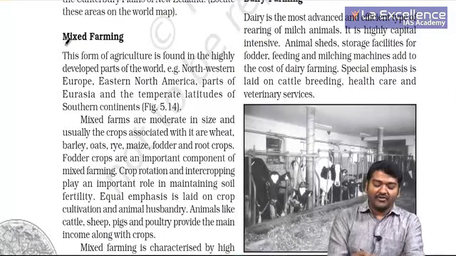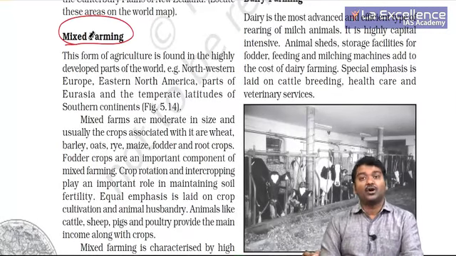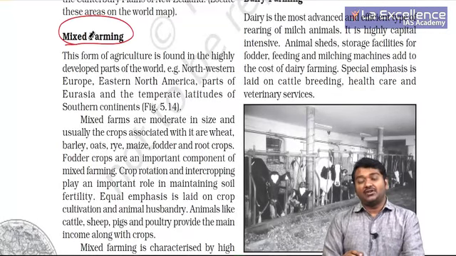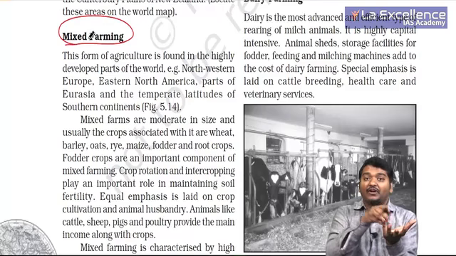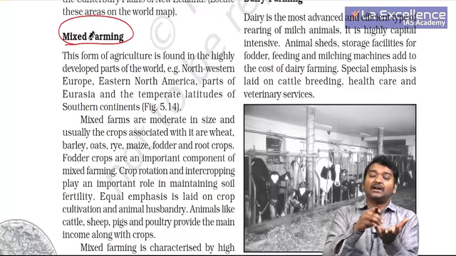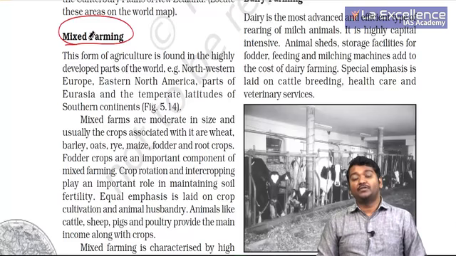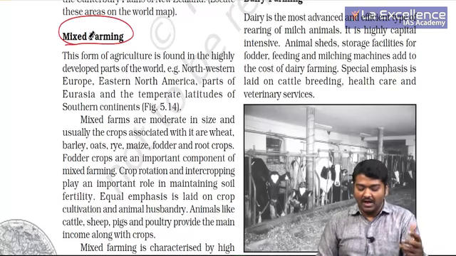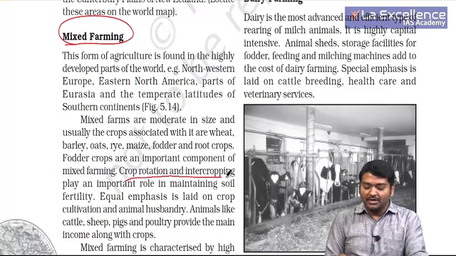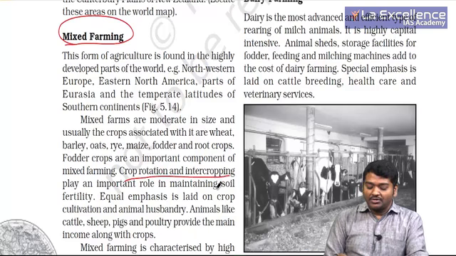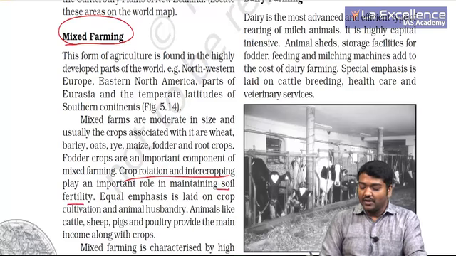Mixed farming: different crops are usually grown to ensure that you will actually get fertilizers, nutrients and other things required for the soil. At the same time, you will have some other commercial crop which will actually benefit them as well. So here crop rotation or intercropping is usually done to ensure that the soil is fertile.